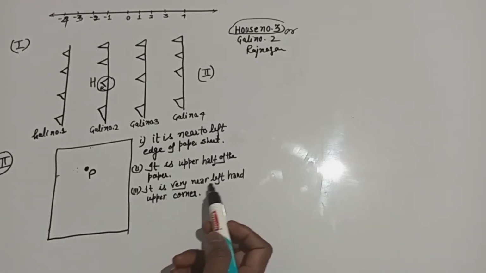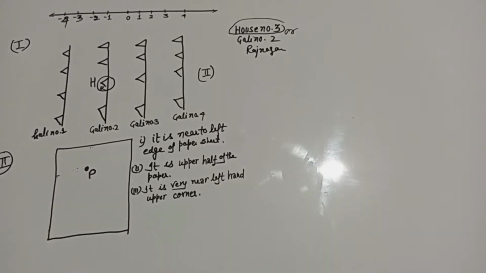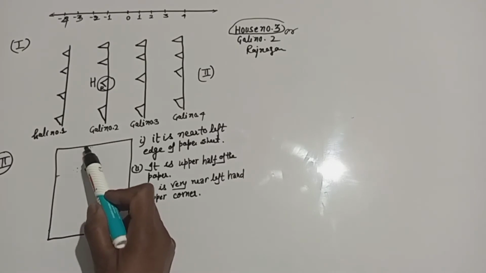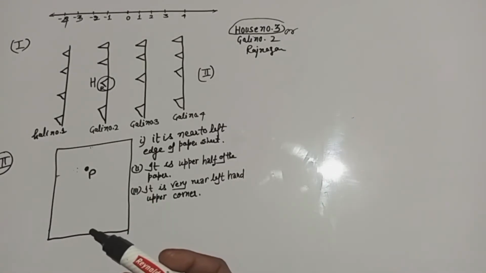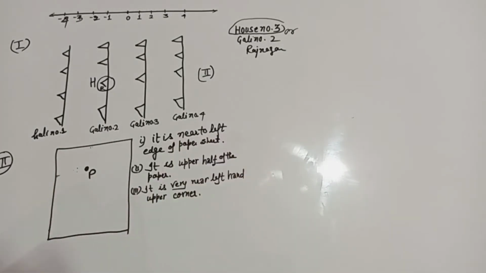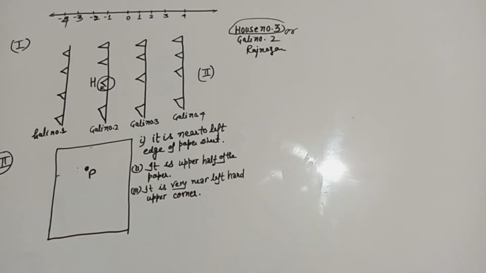If it is very near the left upper corner, it means it may be here, it may be here, it may be here. Now, upper half of the paper means anywhere above the P. Near the left edge means it may be here, maybe here, maybe here. It means these three give incomplete information about the point P.